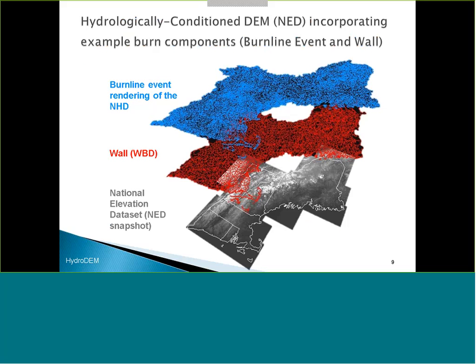Two examples of the burn components that are used to modify the NED snapshot in order to create the Hydram are the burn line event, a rendering of the NHD flow lines, and the watershed divides called walls. The divides or walls come from the 12-digit hydrologic unit boundary, WBD boundary set.